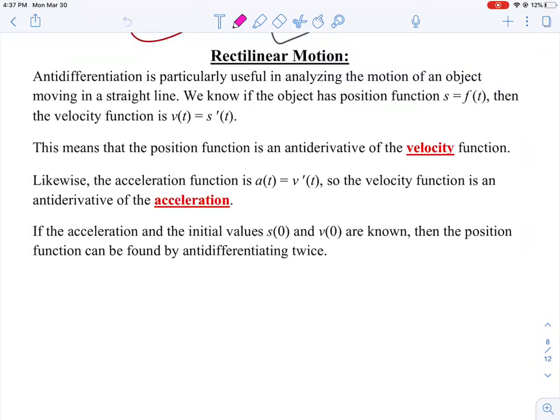All right, here's our last little piece of 4-9. We're going to continue talking about anti-differentiation, but this time add a little bit of physics in there. A lot of times, anti-differentiation is helpful for us to figure out the motion of an object.